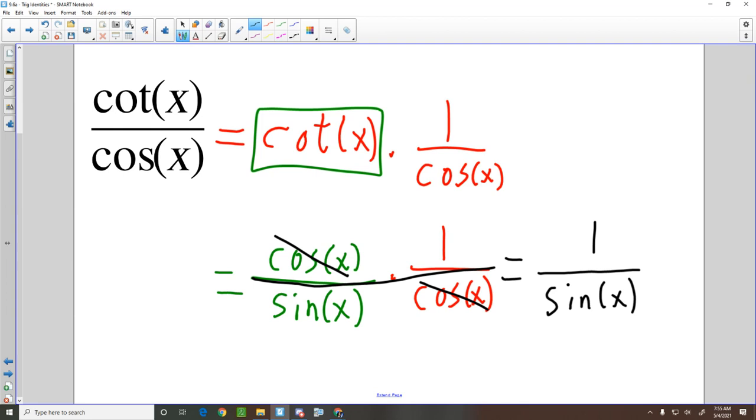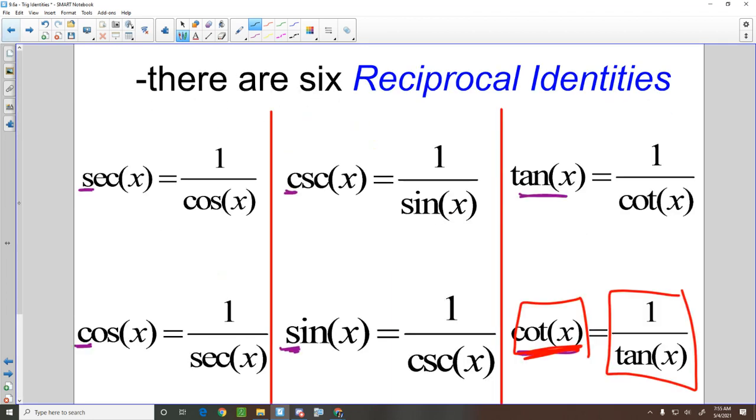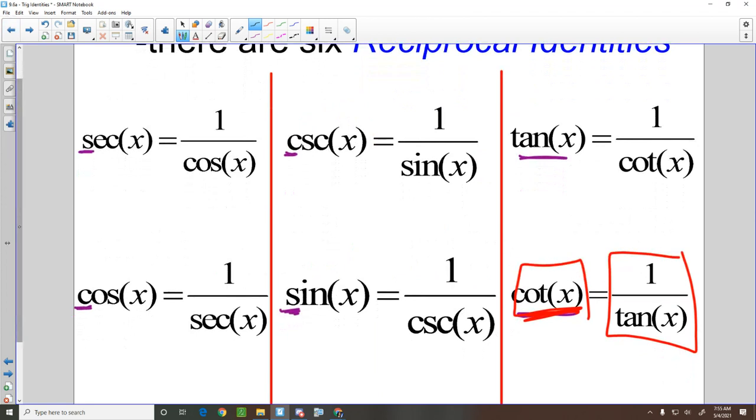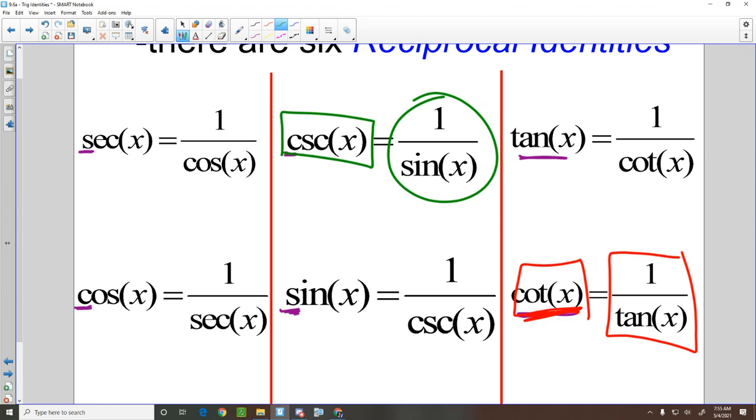Yeah, 1 over sine. I've seen that before also. Go 2 slides back. And if we look right here, 1 over sine. I've seen that in one of my identities. 1 divided by sine, that's a reciprocal, so that's going to be one of my reciprocal identities. That's the same thing as just the cosecant of x.